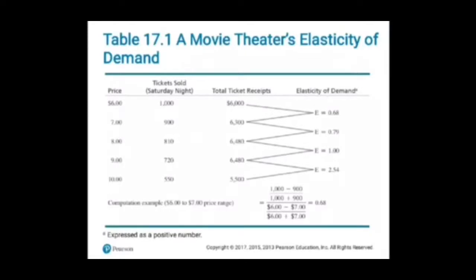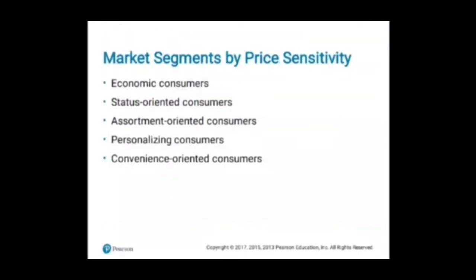So the elasticity is computed by dividing the percentage change in the quantity demanded by the percentage change in the price charged. Consumer price sensitivity varies by market segment based on shopping orientation. Economic consumers shop around for the lowest prices. Status-oriented consumers are more interested in prestige brands and strong customer services than in price.